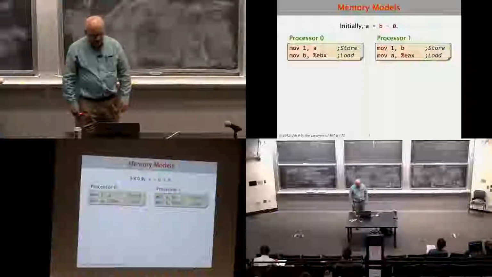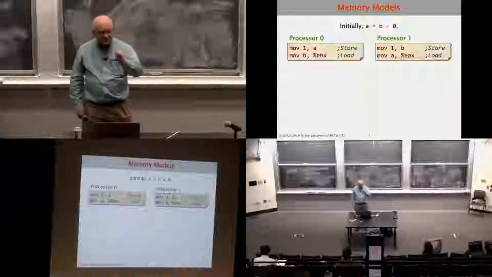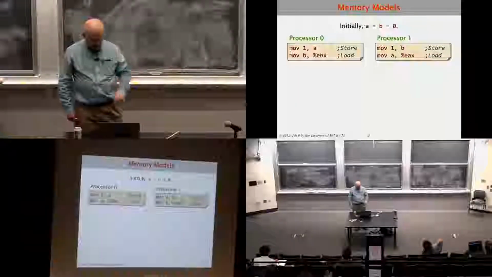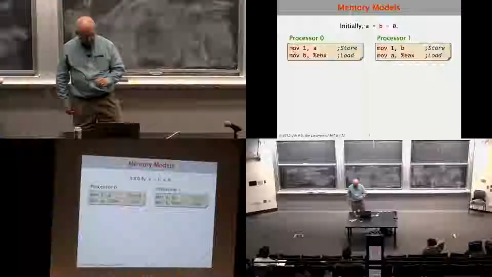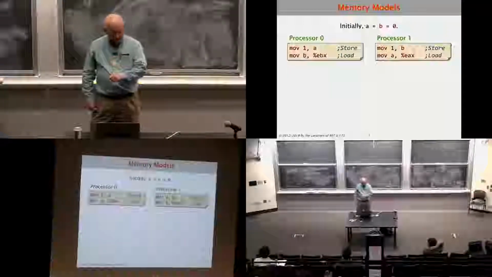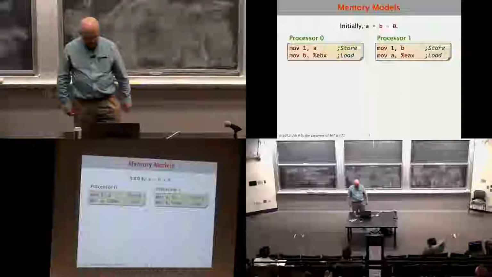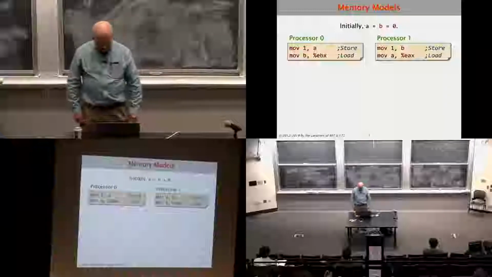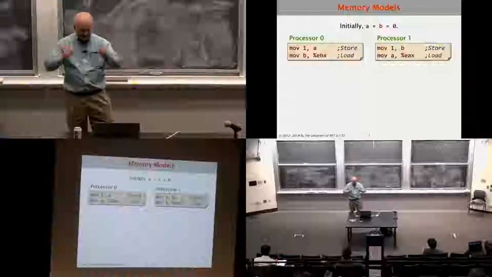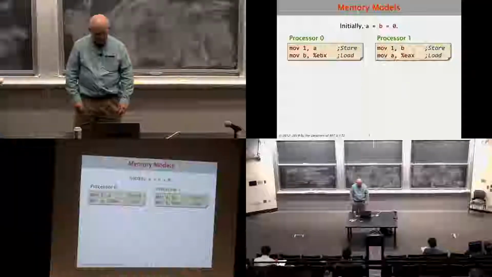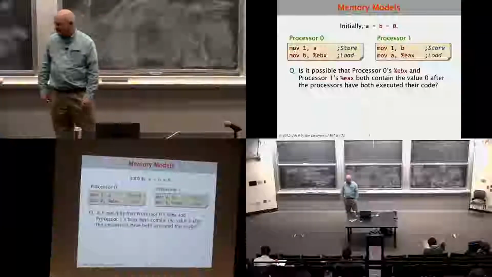Processor 0 moves a 1 into A, and then it moves the contents of EBX into B. And meanwhile, processor 1 moves a 1 into B and moves the contents of A into EAX. I just chose different registers just so we could distinguish the two things. Okay. Now, let's think about this code. We have these two things going on.